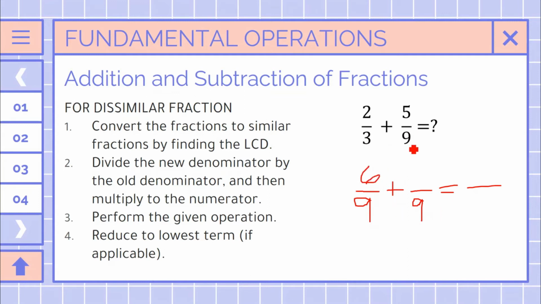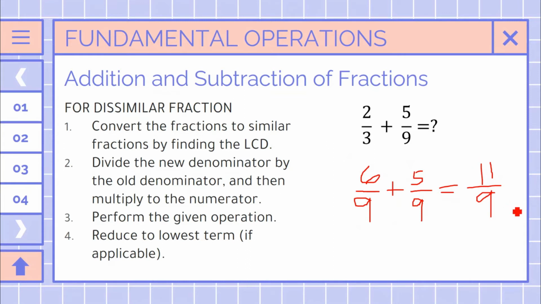Next, same with the other one. 9 divided by 9 is equal to 1. Multiply to the numerator, which is equal to 5. Now, perform the given operation. Since they are now similar fractions, it is easier for us to add them. So 6 plus 5 is equal to 11. And then, since they are the same, copy the denominator.